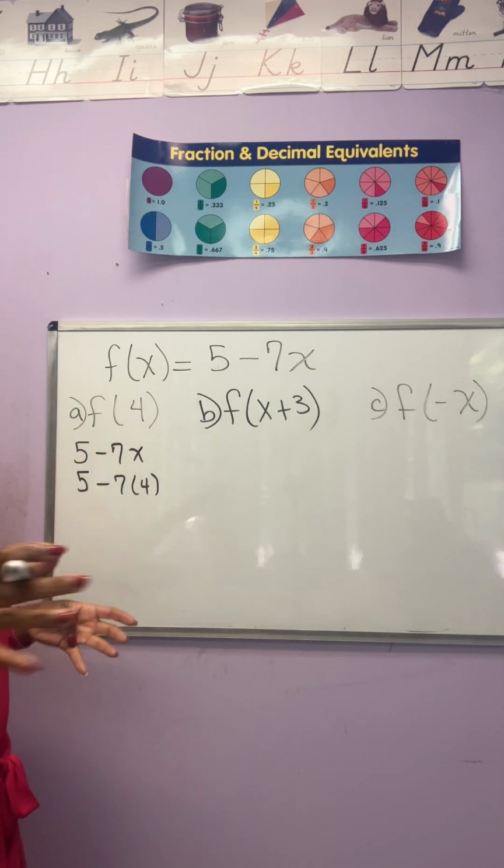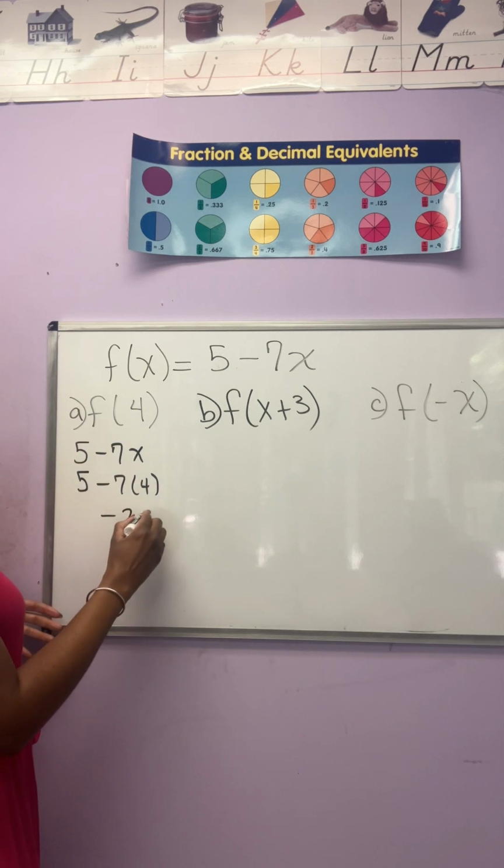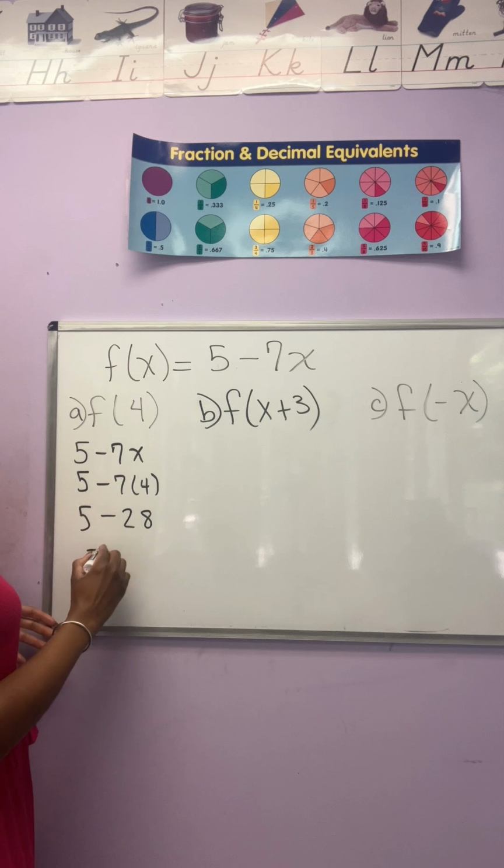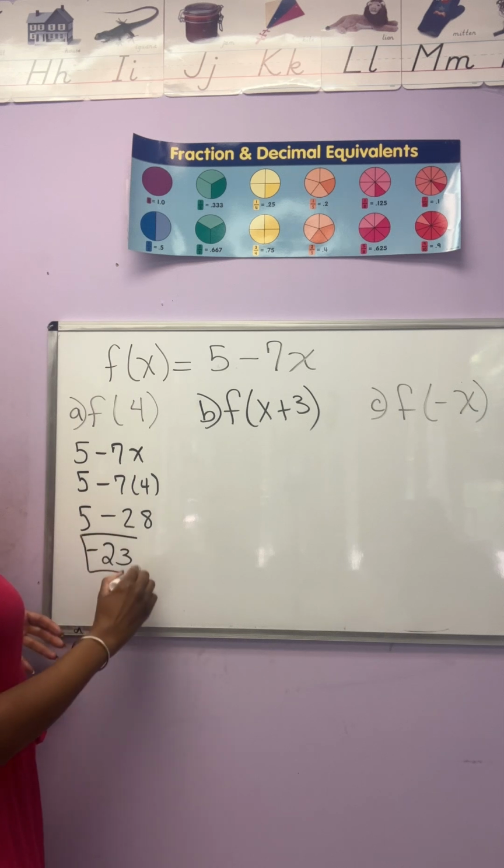So you've got to use PEMDAS. So 7 times 4 is 28. And then 5 minus 28 is negative 23. So that's our answer here.